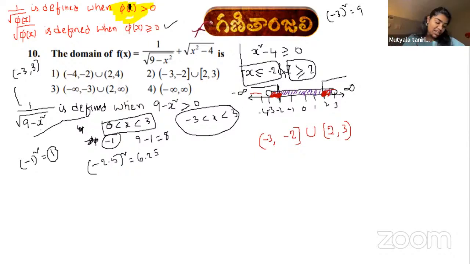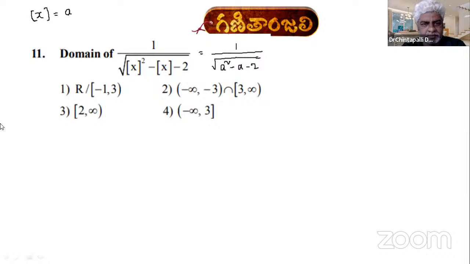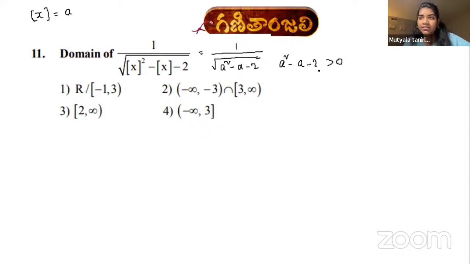Yes. So, yes, sir. Phi of x. What is the phi of x here? X square minus x minus 2. No, that is changed as a square. a square minus a minus 2 is greater than or equal to 0 or strictly greater than 0? Greater than 0. Yeah, very good.